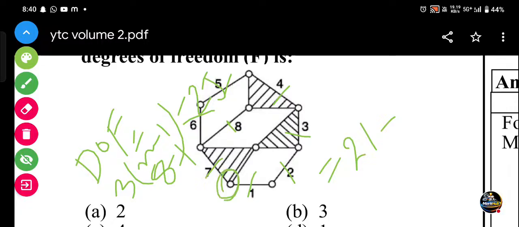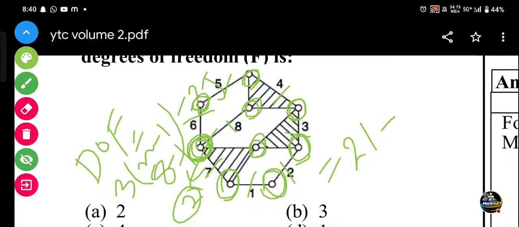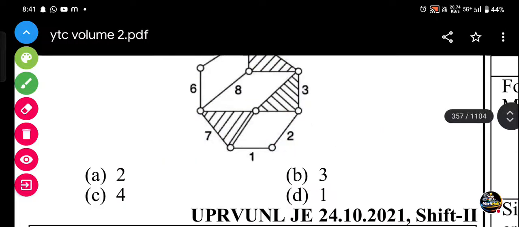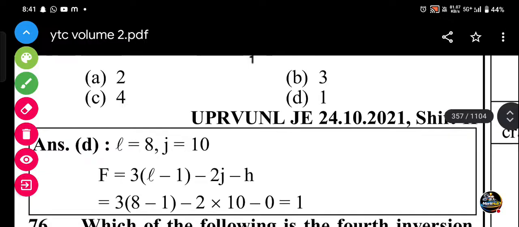This is 1 joint, 2 joints, 3, 4, 5, 6, 7, 8, 9 joints. There is a 2 joint at one place, so number of joints is 10. 10 into 2 is 20. 21 minus 20, so the degree of freedom is 1. Degree of freedom is 1.